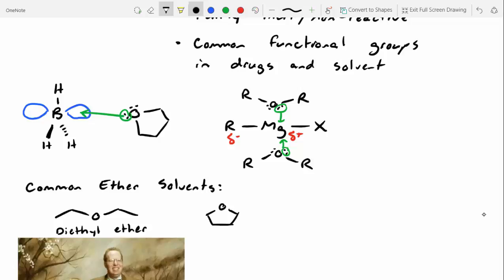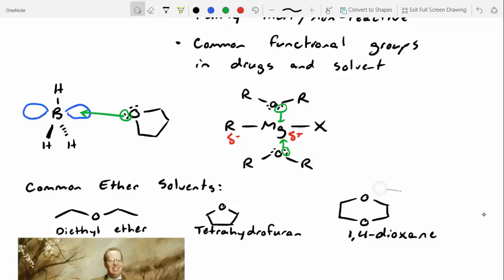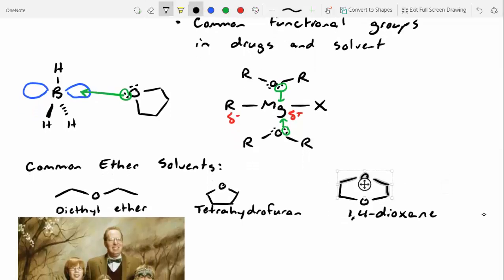This one we mentioned before is called what? THF, or tetrahydrofuran. The last one that you occasionally see is called 1,4-dioxane. These are the three most common ether solvents that you typically run into in an organic lab.